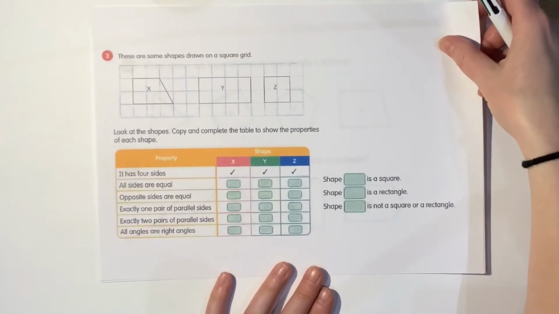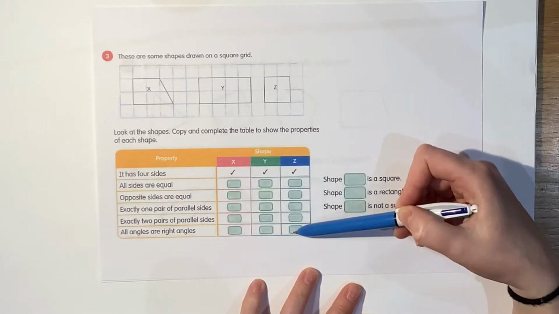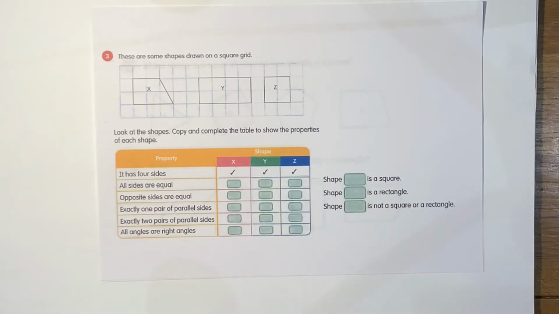Okay, moving on. Here are some shapes drawn on a square grid, and I want you to fill in the properties for each of the shapes. Pause the screen, have a little go, and then unpause where I'll go through the answers.